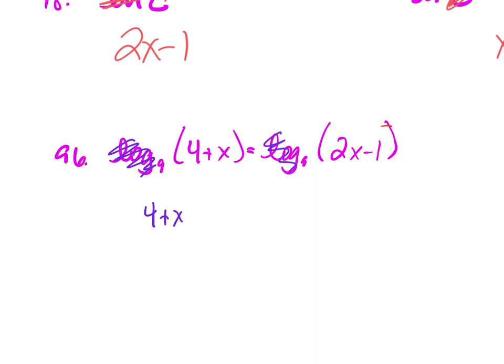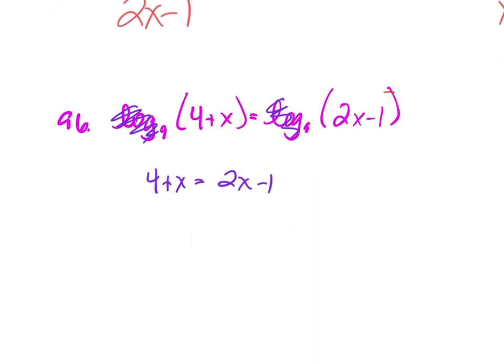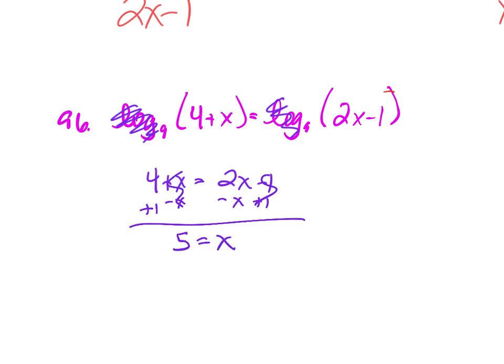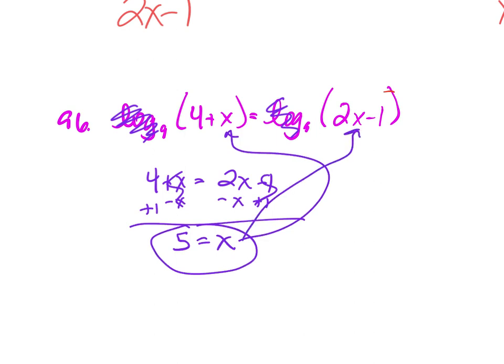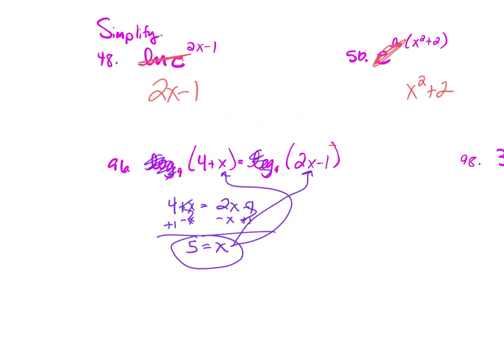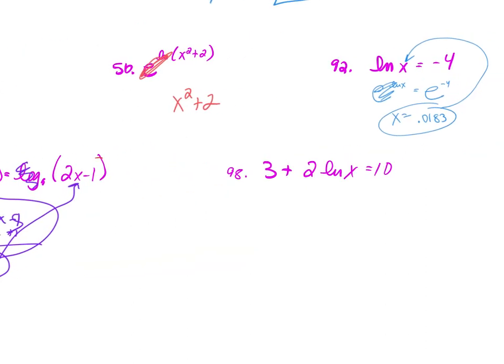So now solve. 4 plus x equals 2x minus 1. I'm going to move x here. I'm going to add 1. And I get that x equals 5. All right, now I have to check to make sure that when I plug 5 in, it does not make the log negative. So when I plug in here, 4 plus 5 is 9. Okay, we're good. When I plug in here, 2 times 5 is 10 minus 1 is 9. So x equals 5 is a viable option. If you guys plug it back in and it makes the log or natural log negative, your answer is no solution.